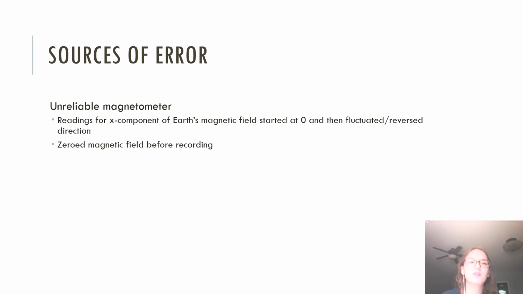Okay, so obviously my measurements weren't quite perfect, possibly because my magnetometer sensor wasn't too reliable. Even when I oriented my phone so that it would face the direction of the Earth's magnetic field, the readings for the X component, which should be 0 because the magnetometer is aligned with the magnetic field, would fluctuate a lot. They would start at 0, but then increase to something like 80. So what I had to do was zero out the magnetic field before I could record any data.